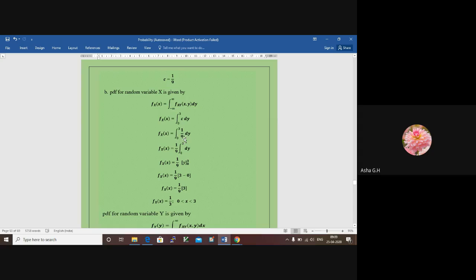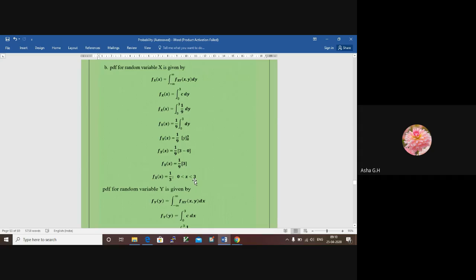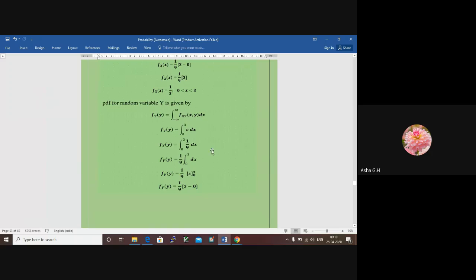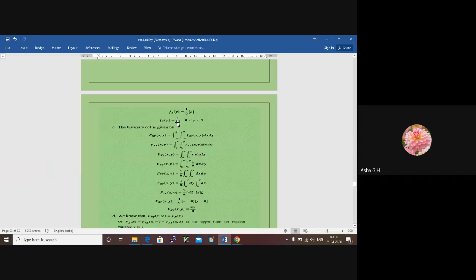C, we already know that is 1/9. So this is a constant. Now we get 3/9, that is 1/3, when x is between 0 and 3. Similarly, the same thing holds good for y because the range is the same and the value is also the same. It is 1/3. And how do we find out the bivariate cumulative distribution function?